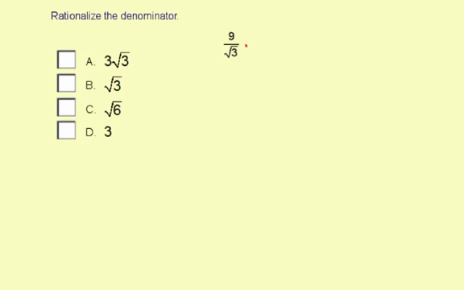What you do is you multiply both the numerator and denominator by the radical in the denominator. And what this will do is it'll cancel out the radical in the denominator, and then you'll have a radical in the numerator instead. So we have 9 times radical 3 divided by radical 3 times radical 3. So this is going to be 9 radical 3 divided by radical 3 times radical 3, which is radical 9. And this simplifies to 9 radical 3 over 3.